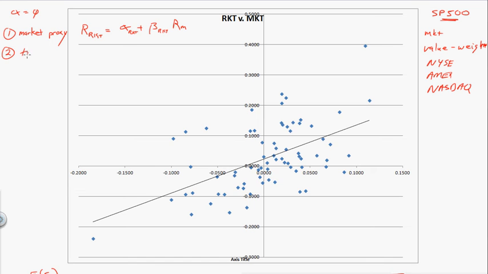Number 2, time horizon. I chose the last 5 years worth of data. For Rock 10, is that accurate? Should I have used 1 year, 2 years, 5 years, 10 years, 20 years? The answer is I'm not really sure. Rock 10 changes over time, so maybe they're not the same company they were 10 years ago, so maybe I just want to use 5 years worth of data.